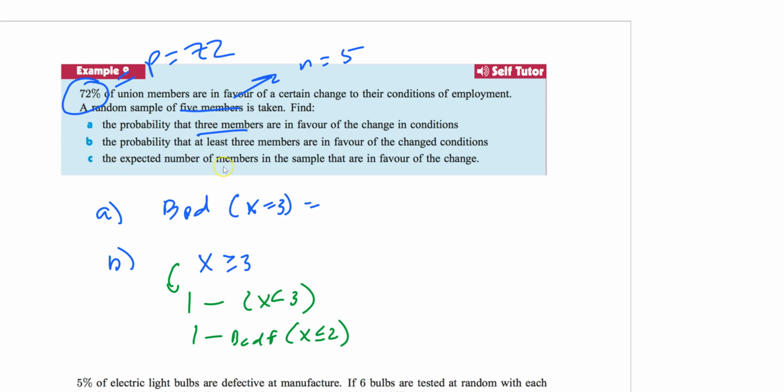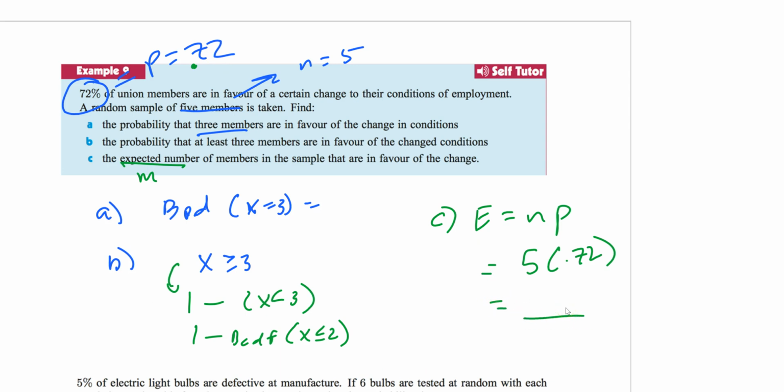C, the expected number of members. Now again, expected number is the same thing as saying mean. Look at your formula sheet. It's right there for binomial. Expected number is just this. And that's what they gave us. So you have 5 times 0.72. Just notice it doesn't have a point. And then you get your answer. Right? So it could go that fast. If you understand what it means, you know how to switch this, these things are easy.